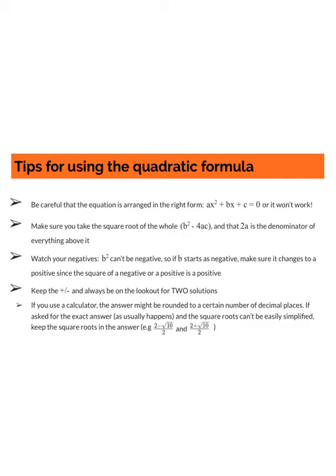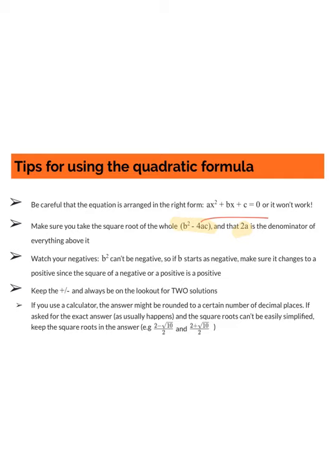All right, so some tips. Make sure that it's in the right form. Make sure it equals 0. If it does not equal 0, then you can't identify A, B, and C correctly, and the formula won't work. Just like when we did factoring, we had to make it equal to 0. Second tip, make sure that the whole thing is under the radical symbol. You want to have b squared minus 4ac all under the square root symbol. Make sure 2a is on the bottom and everything else is above it. So that fraction bar, that vinculum, is going to be really long.